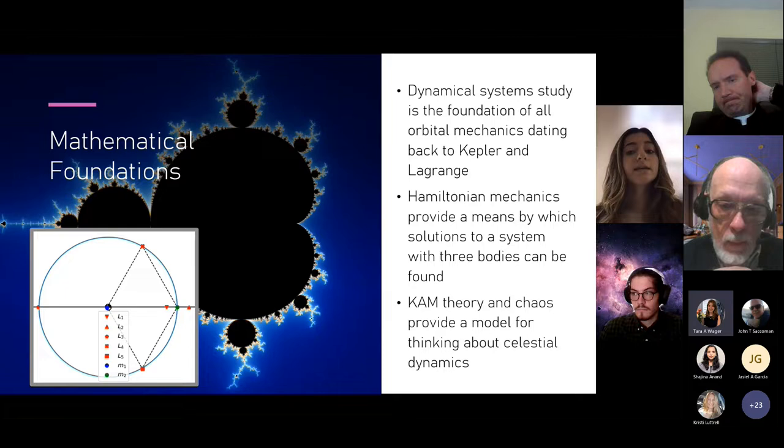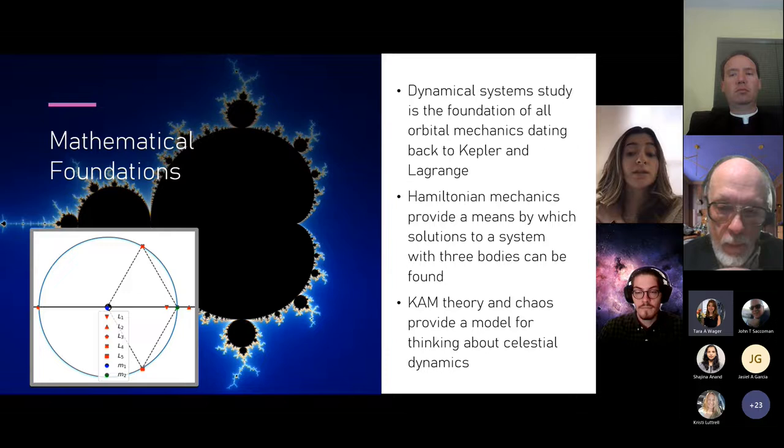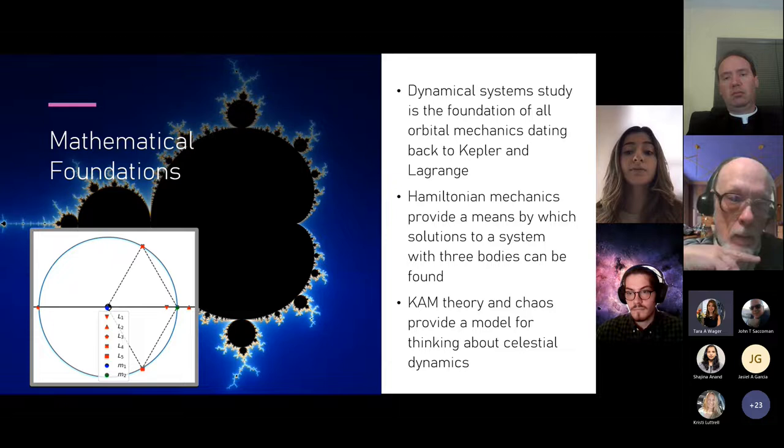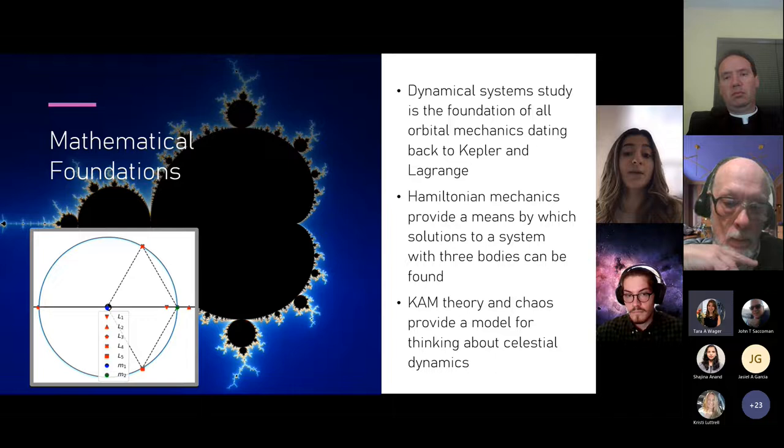So one technique is the use of series expansions, which yields approximate solutions that converge slowly, limiting their usefulness. Another approach is to treat the system as a restricted 3-body problem, which simplifies the problem by assuming that there are 2 large bodies that revolve in circular orbits on a plane and treating the 3rd body as a point mass. So then we'll talk about KAM theory and chaos; they provide a model for thinking about celestial dynamics.